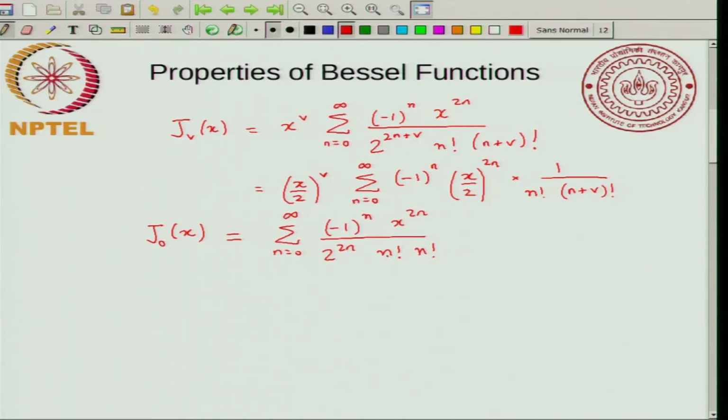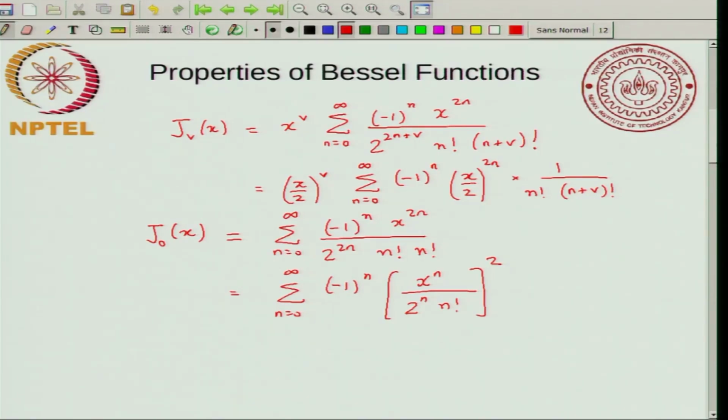So we see n factorial squared, 2 raised to n squared. I can write this in this form: sum over n equal to 0 to infinity, minus 1 raised to n, and then (x raised to n divided by 2 raised to n, n factorial), the whole thing squared. It is not obvious what this is, but this is a convergent series and this is the expression for J_0. Similarly, you can write for J_1 and so on.